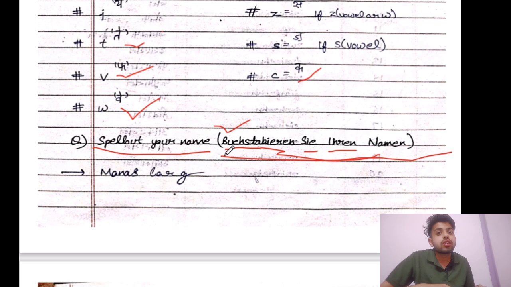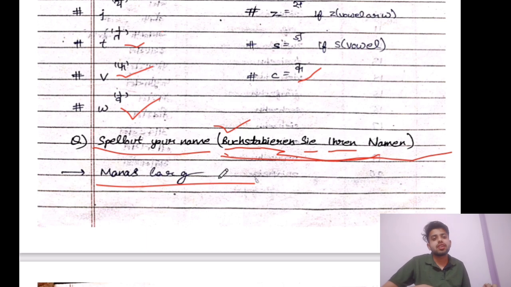Okay. Speak: Buchstabieren Sie Ihren Namen. My name is myself, so I wrote this, and whatever your name is, write it.